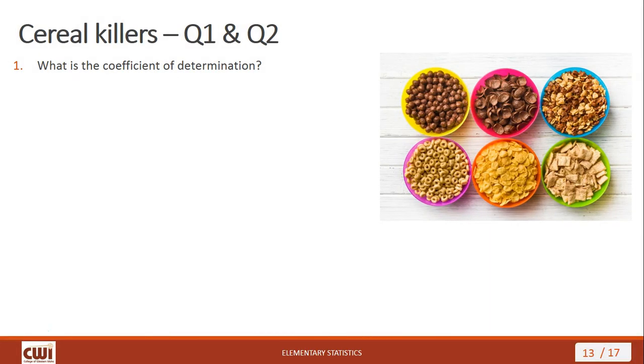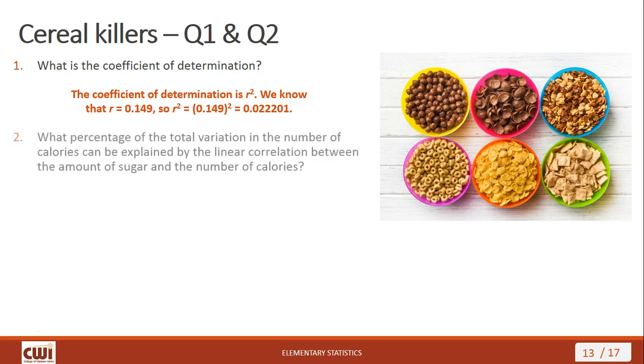So the first question is, what is the coefficient of determination? Well, if you wanted to, you could go back and redo your analysis, but you don't have to. You were given a value for R, your linear correlation coefficient. So to get the coefficient of determination, all you have to do is square it. So we just take our value for R and we square it, because R squared is the coefficient of determination. 0.149 squared, 0.022201. We can round that to as many decimal places as we're asked.